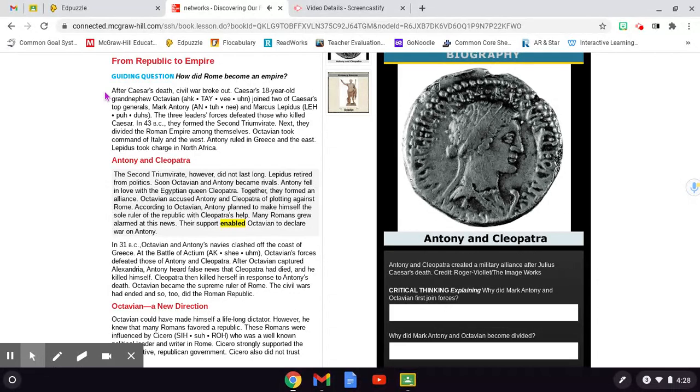Next, they divided the Roman Empire among themselves. Octavian took command of Italy and the West. Antony ruled in Greece and the East. Lepidus took charge in North Africa.